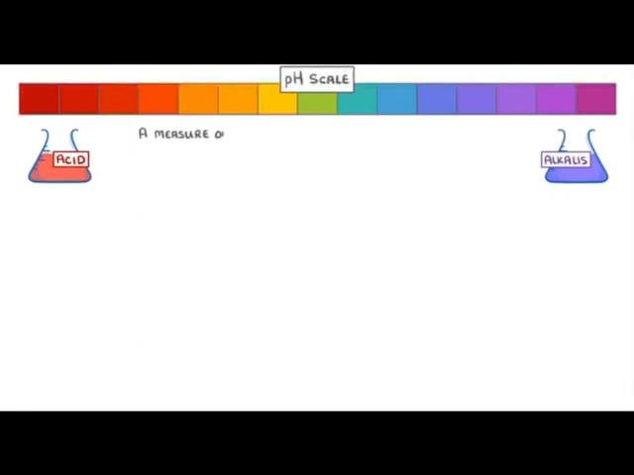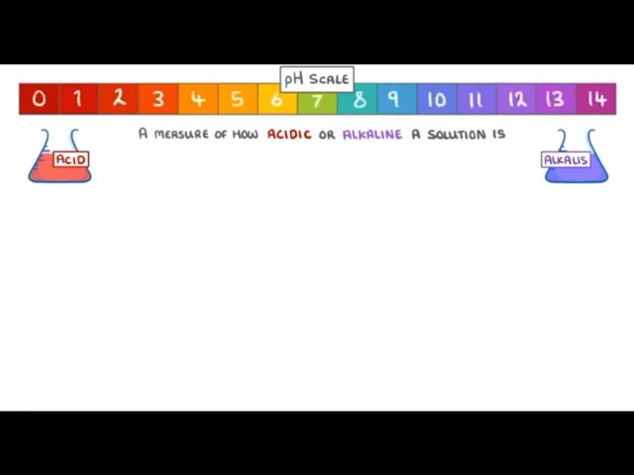pH is really just a measure of how acidic or alkaline a solution is, and it's measured on a scale from 0 to 14, with low numbers being most acidic and high numbers being most alkaline. And if the substance is neutral, like pure water, then the pH would be 7, which is neither acidic nor alkaline.